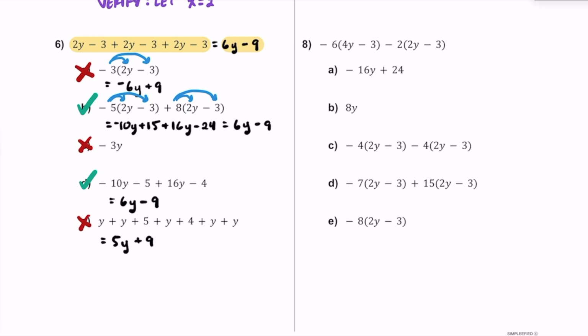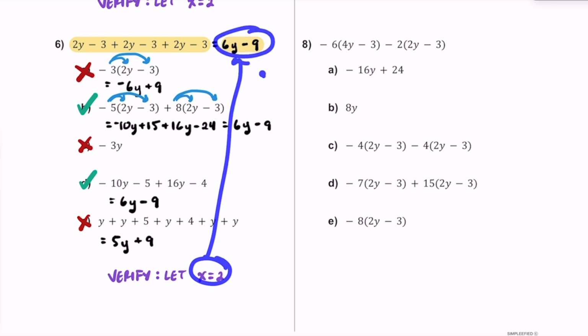All right, now to verify, I'm just going to use the same value that I used before. Using x equals 2 is perfectly fine. So let's go ahead. If we just plug this 2 into the original expression here, we have 6 times 2 minus 9. That's 12 minus 9. That's going to be equal to 3. All right, so let's see about these other ones if we get 3 as well.